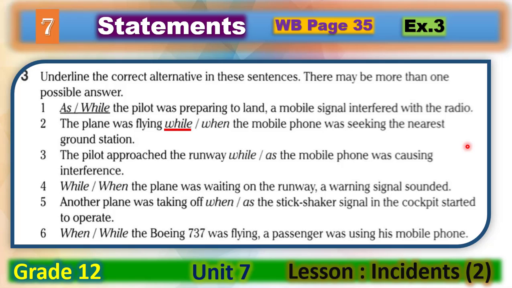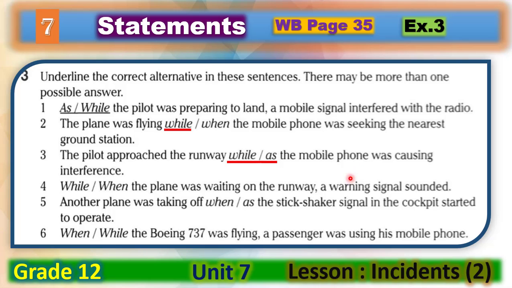Number 2. The plane was flying while or when the mobile phone was sending signals. Here we have two actions happening at the same time, so we can't use when here. We have to use while only. The pilot approached the runway while or as the mobile phone was causing interference. We can use both of them here.